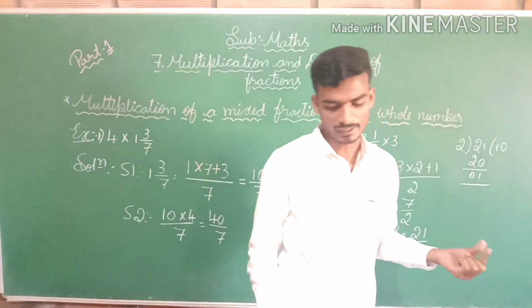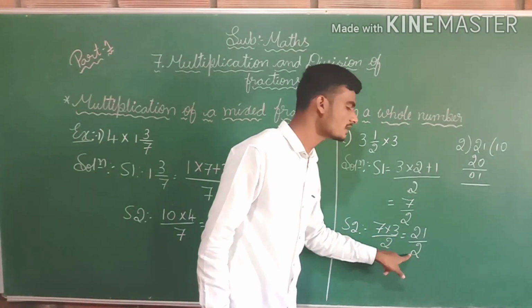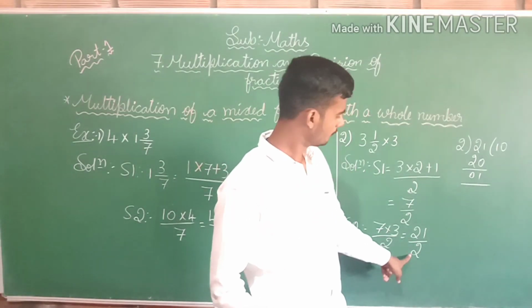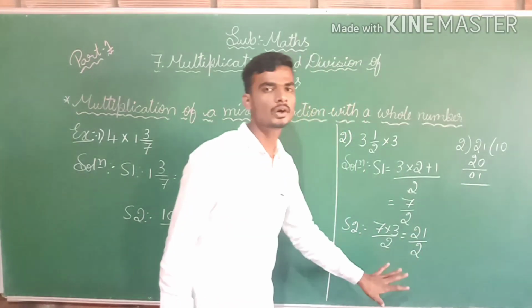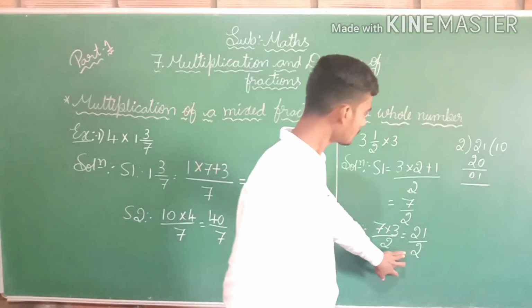Then 21 by 2, simplify if possible. If it is possible, we can simplify. In this case, the 21 by 2 fraction is already in the lowest terms. This is already in the lowest terms.